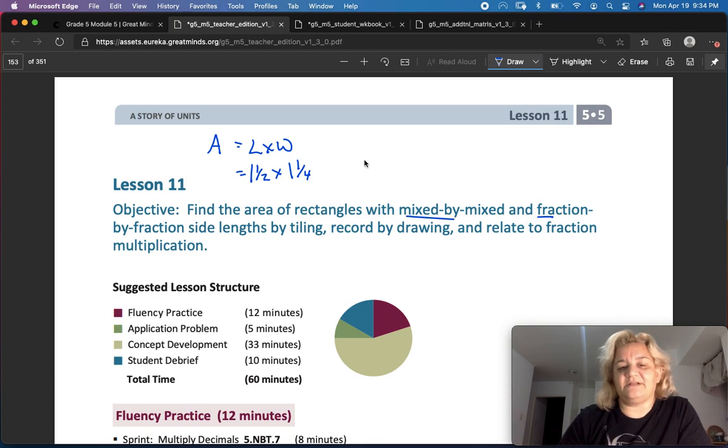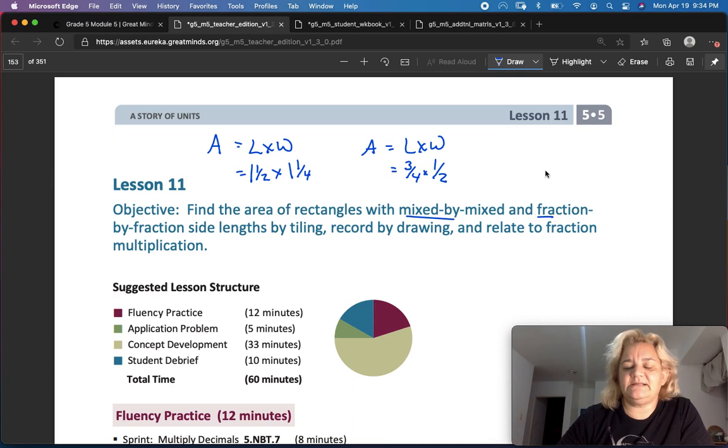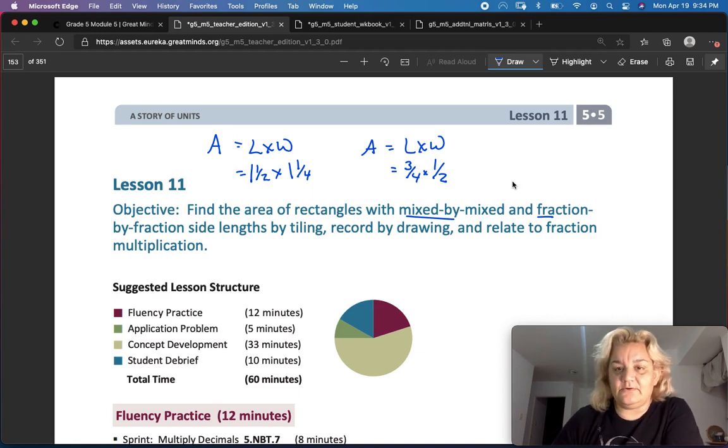And fraction by fraction, which could be, again, area equals length times width, perhaps 3/4 by 1/2. So we're multiplying fractions today. We've done that a lot when we were doing fractions 2 units ago. Or was that last unit? I can't remember. So today, just keep in mind, multiplying fractions, you know how to do that.